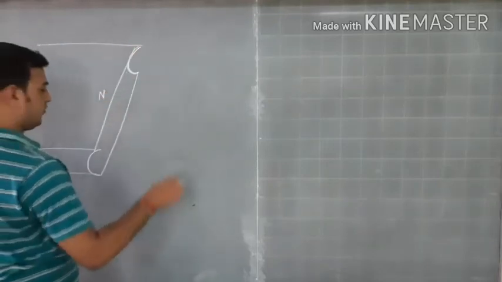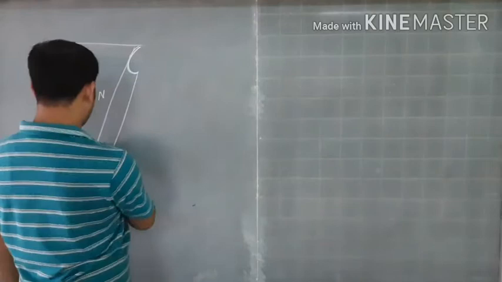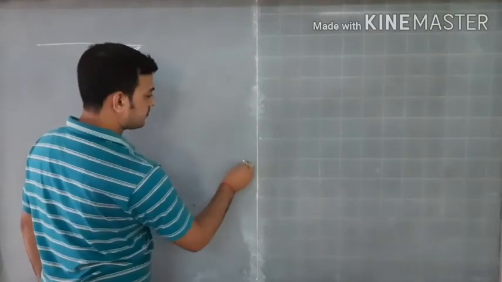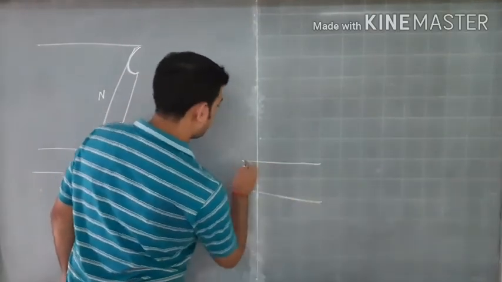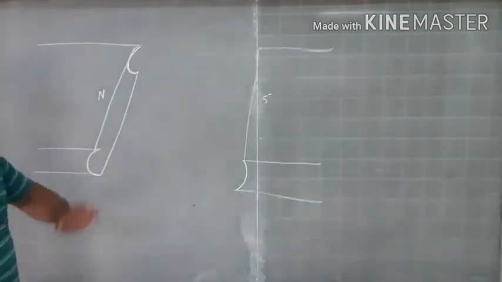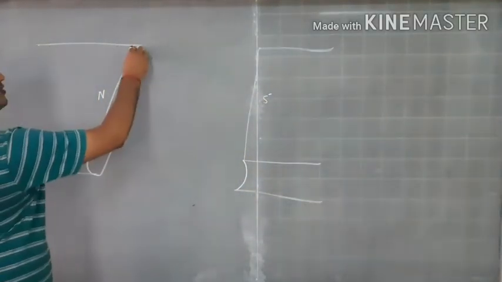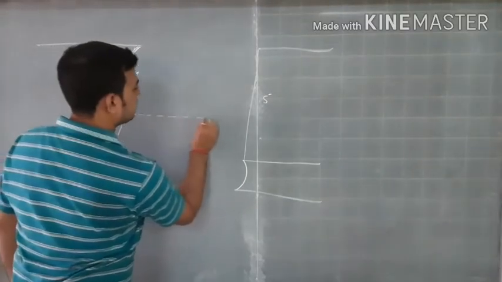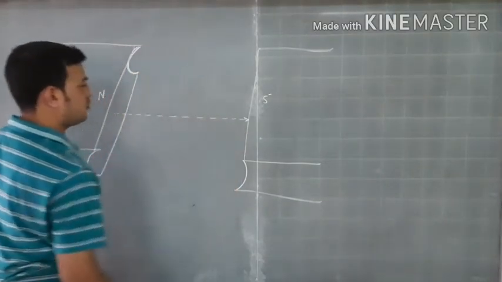This is the North Pole, and I will take the other one here, and this is the South Pole. So this is a bar magnet that will produce a magnetic field, and of course the direction of the magnetic field is from North to South Pole.